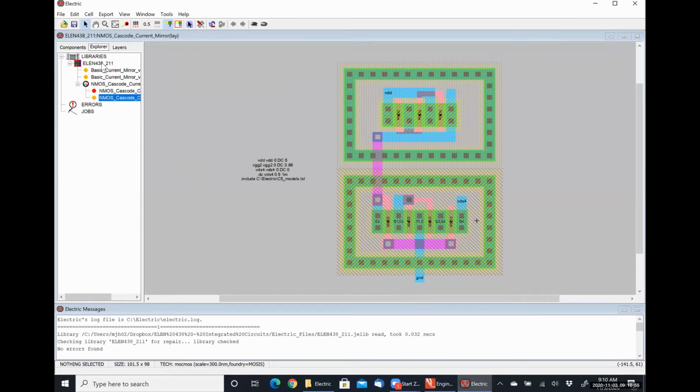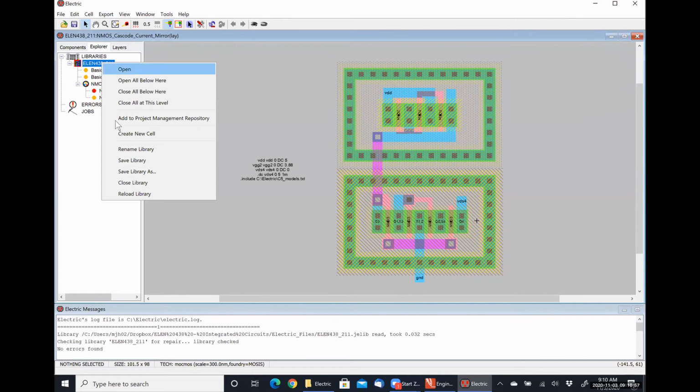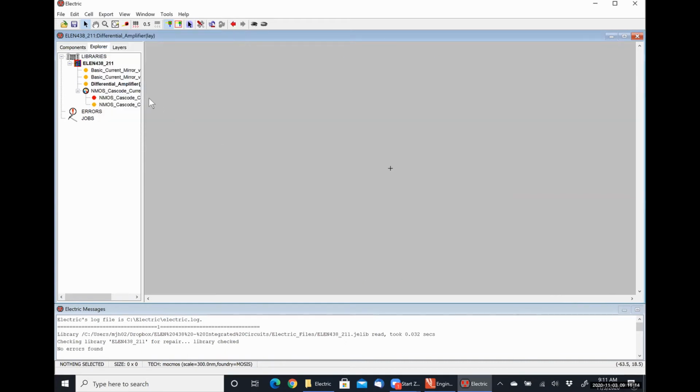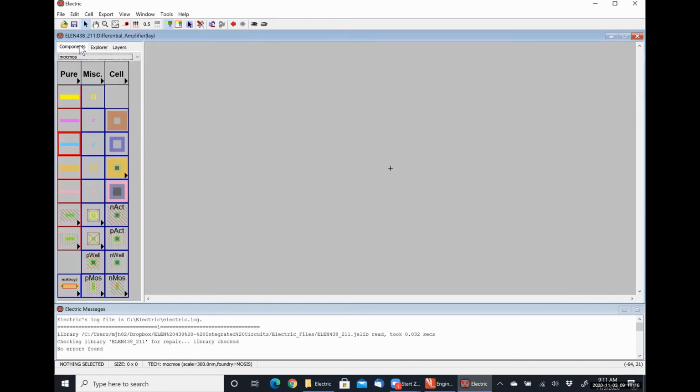Right now, I'm going to create a new cell, and let's call this Differential Amplifier. And I'm going to get to work.